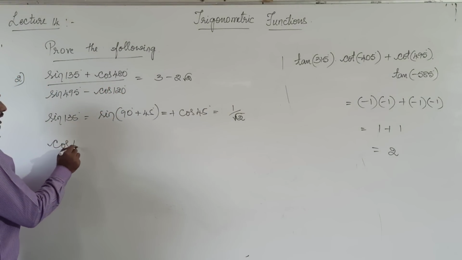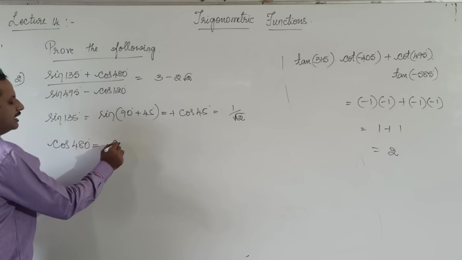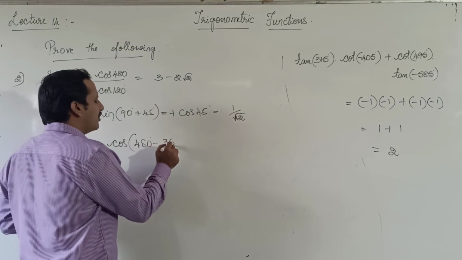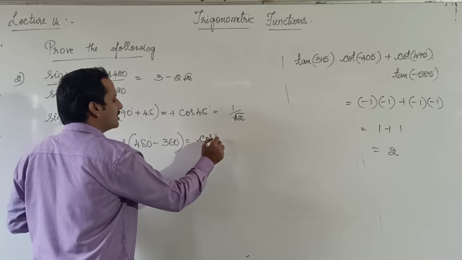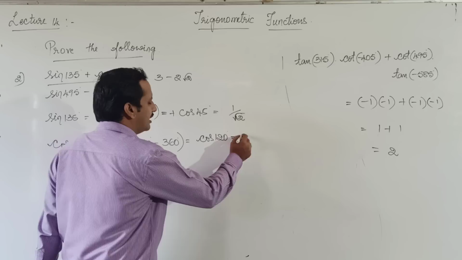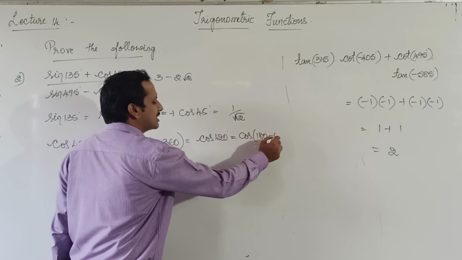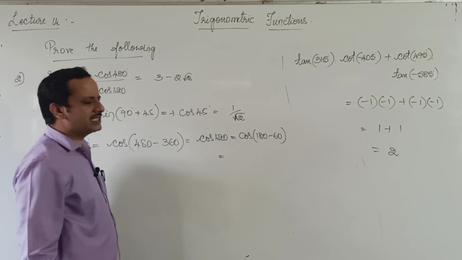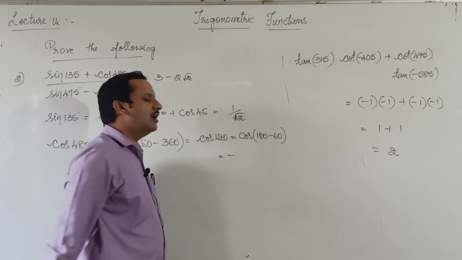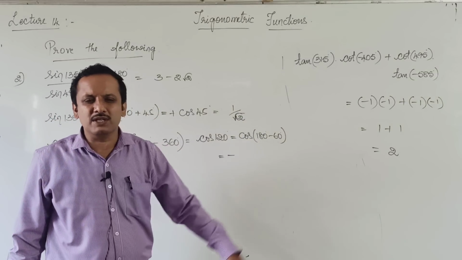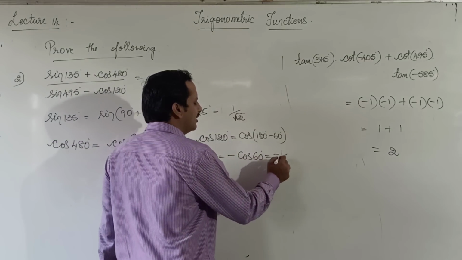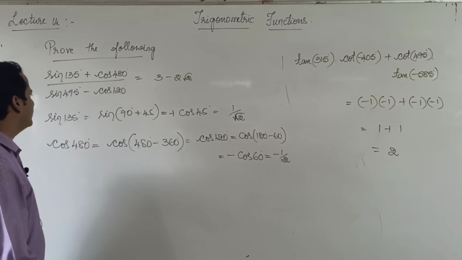Then cos 480 degree I want. This angle is greater than 360, so we will subtract 360 from this. 480 minus 360 will give you cos 120 degree. Cos 120 I will write as 180 minus 60. It's in the second quadrant. In the second quadrant, cos is negative, and with 180 degree we are using the horizontal line, therefore same function. So this is equal to minus cos 60 degree, that's equal to minus 1 by 2.